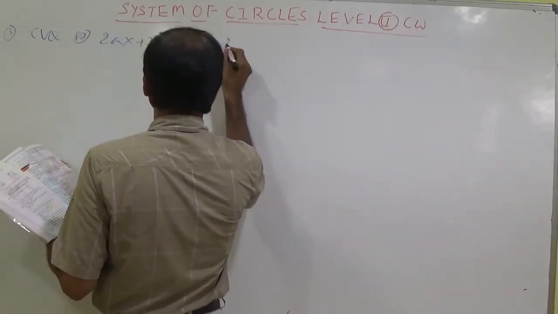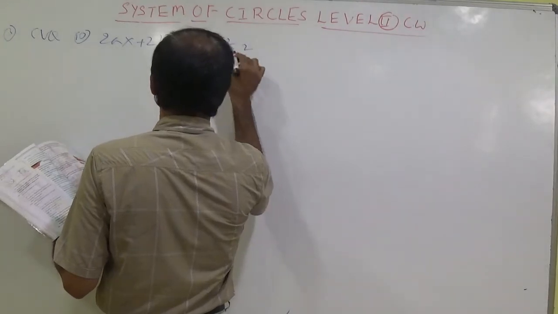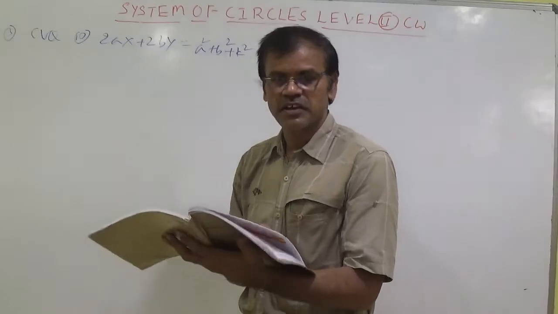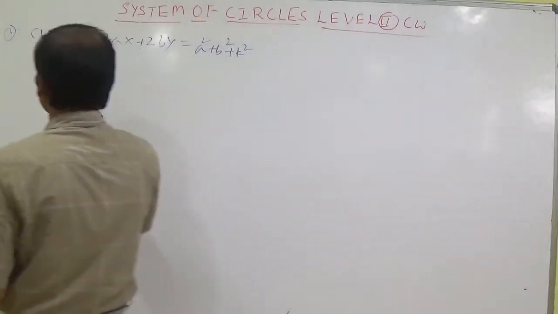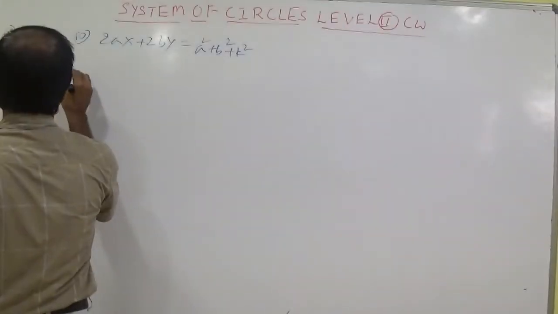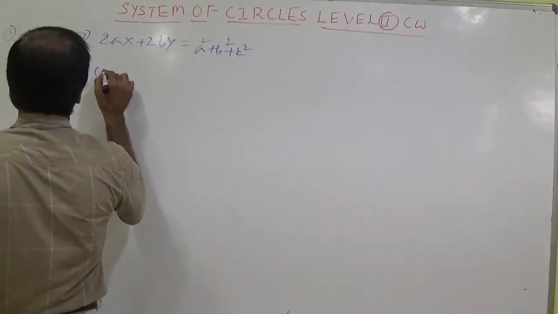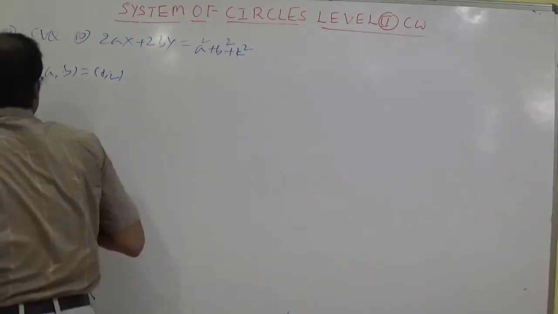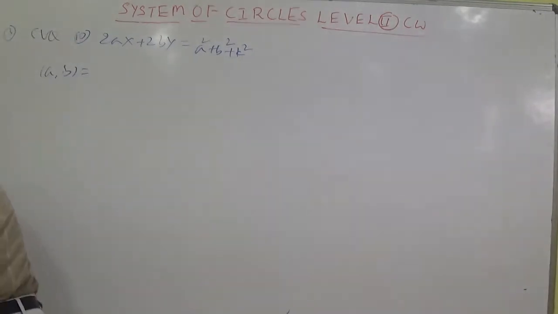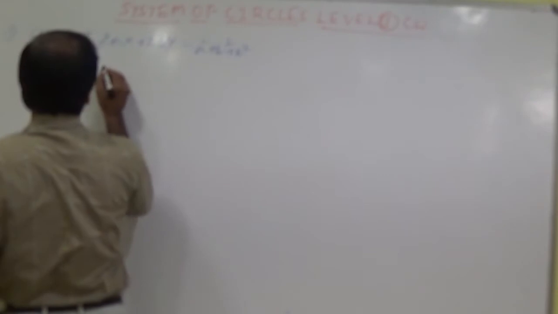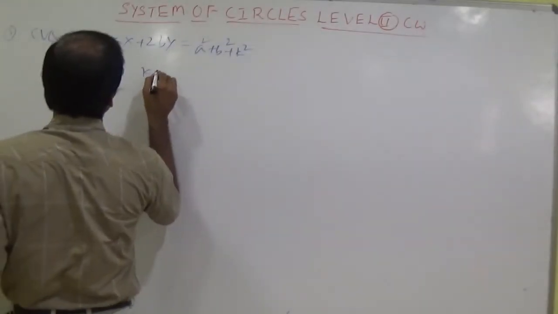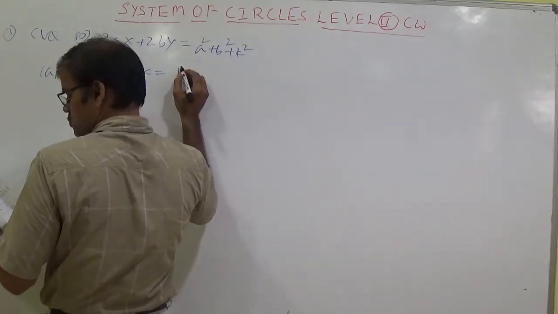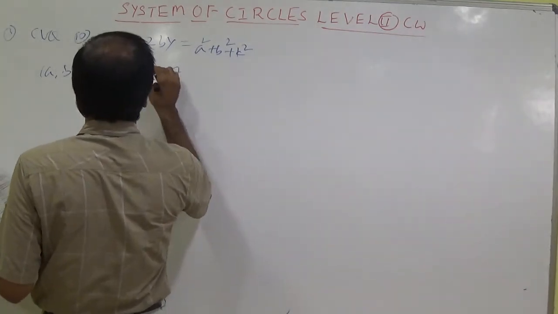2ax plus 2by is equal to a square plus b square plus k square. Apply the formula here. Now, what is happening? (a, b) is (1, 2) here. Next, what is the circle orthogonal to the given circle? The circle orthogonal to the given circle is x square plus y square is equal to 4. So here k square is equal to 4.